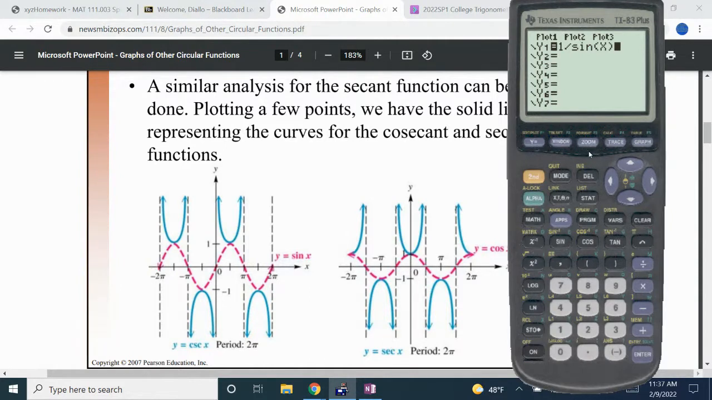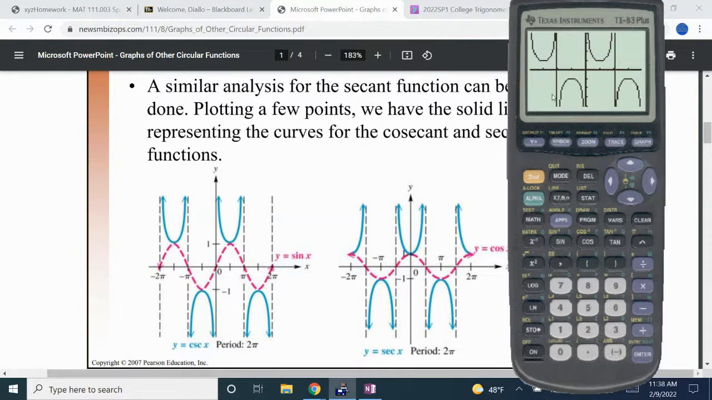I'm going to hit zoom 6. Just keep in mind zoom 6 puts this in a negative 10 to positive 10 window in increments of 1. And now I'm going to hit zoom and 7. I want to explain a couple of things about the graph itself. These vertical lines are not actually a part of the graph. This calculator is in what's called connect the dot mode, so it's going to take this point way up here and connect it with the point way down here.